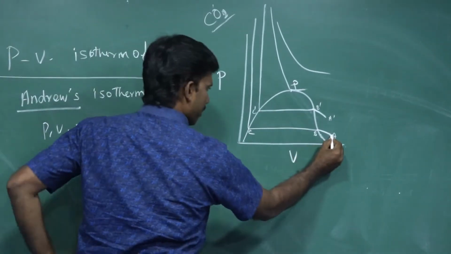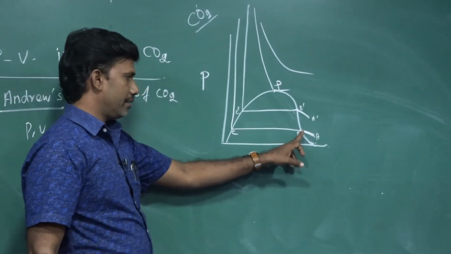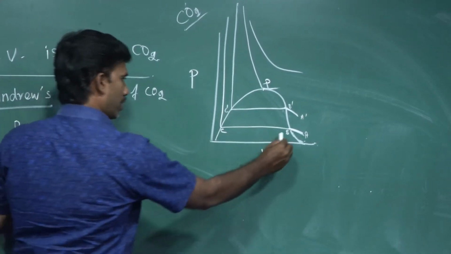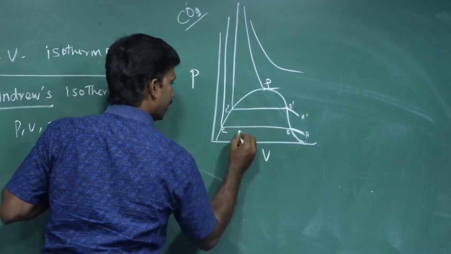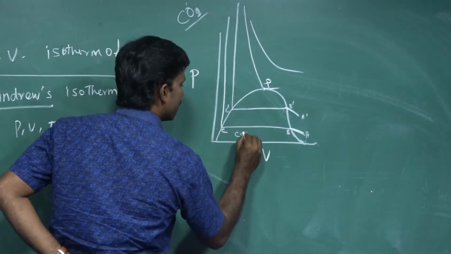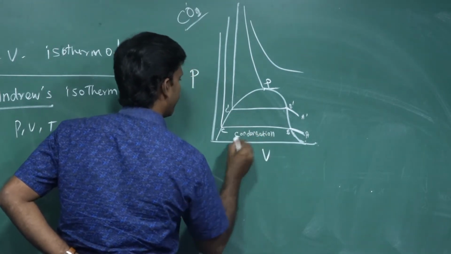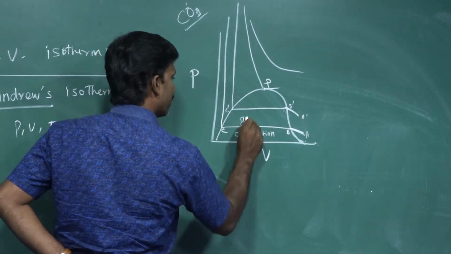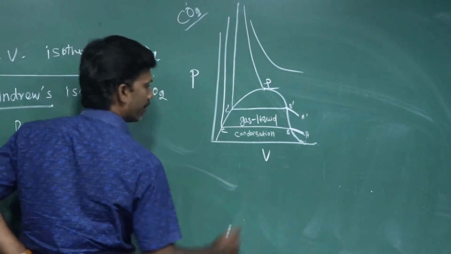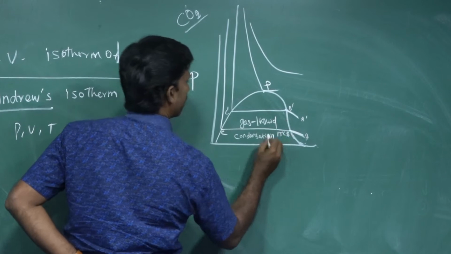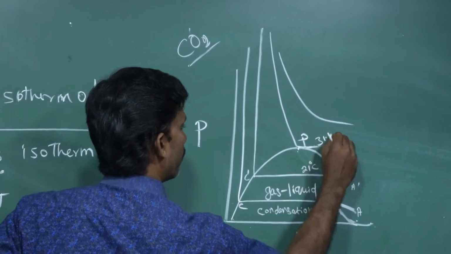See here, from A to B, the volume of the gas is decreasing. After B to C, there is a sudden decrease of volume, but the pressure is constant here. This area is the condensation region, where gas and liquid coexist. The temperatures for carbon dioxide are 13 degrees Celsius, 21 degrees Celsius, and 31.1 degrees Celsius.